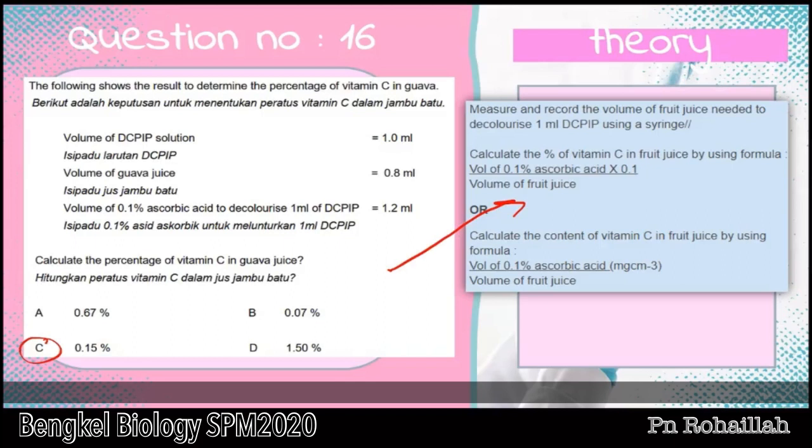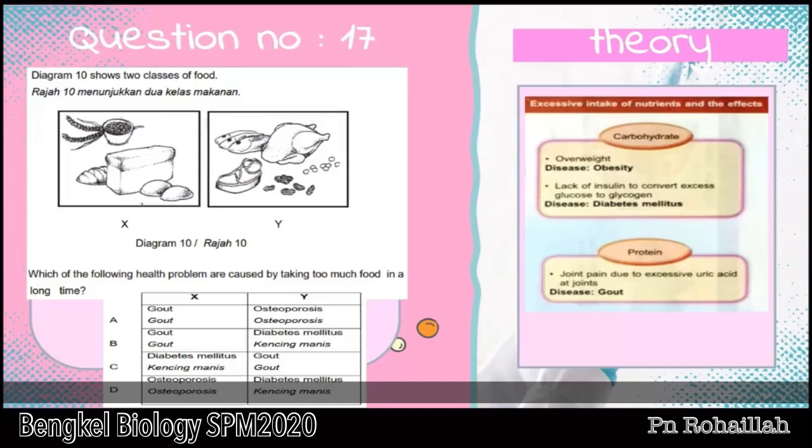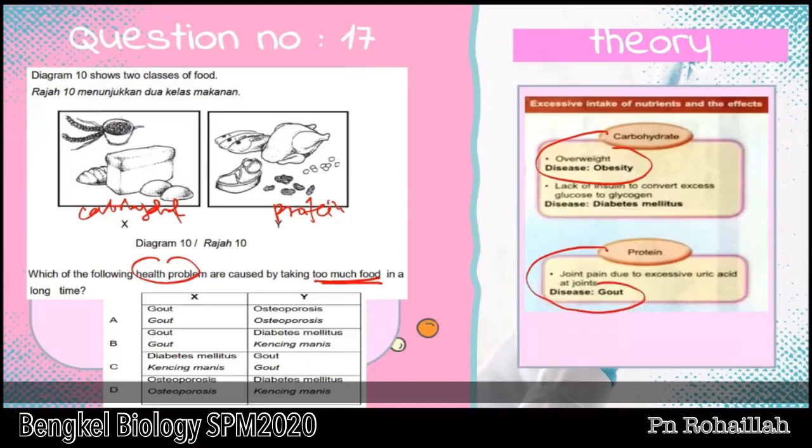So you will get C, 0.15%. Okay, next. Diagram 10 shows the two classes of food. So what is X? X is carbohydrate and Y is protein. What is the health problem caused by taking too much of this food? For carbohydrate it will become obesity. Protein can lead to gout. So gout at X is wrong. So here, the answer is C. And also another disease for carbohydrate is diabetes mellitus.